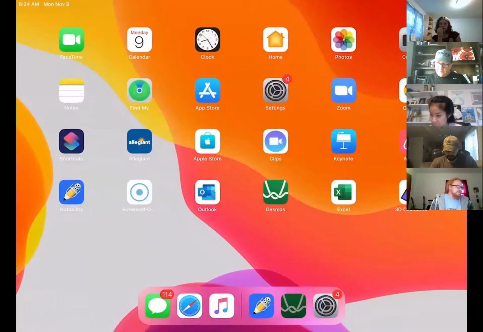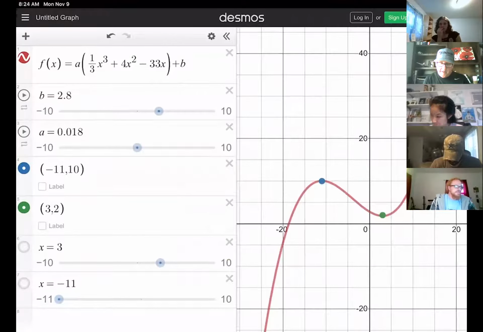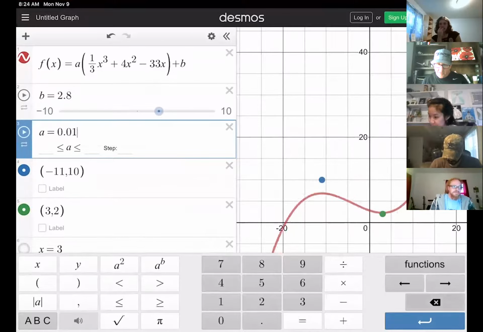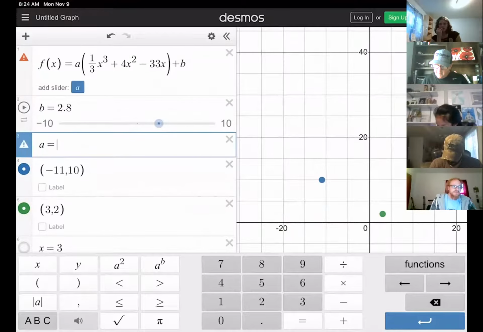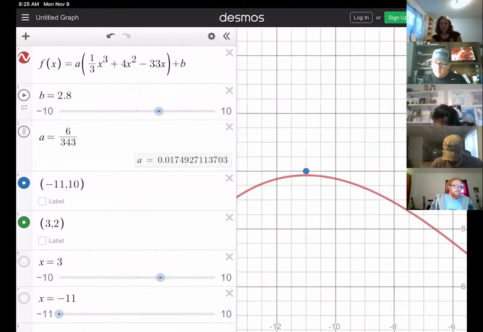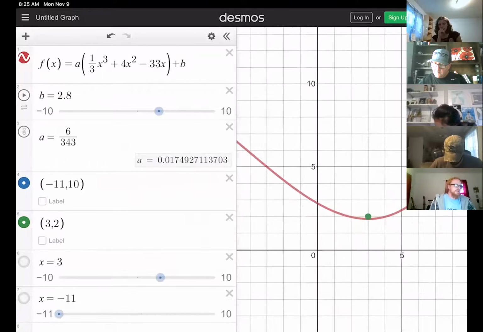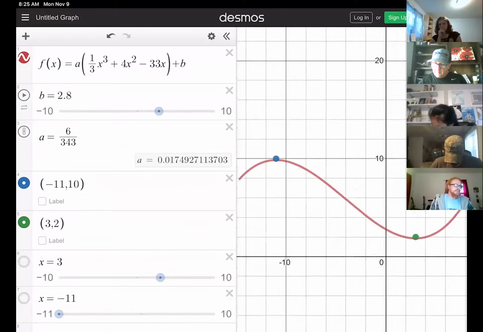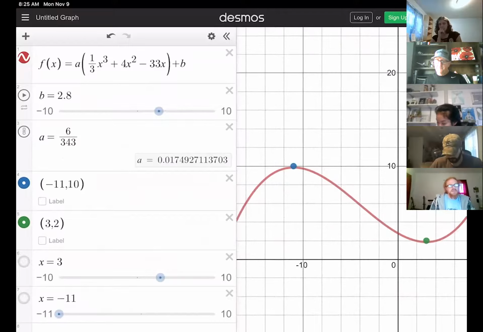Which means, in a sense, I could go back to Desmos and say, hey, I don't have to guess at this anymore. I can say A is 6 divided by 343. Now, does that make it go through those 2 points? Why isn't it? You still need to know B. Yeah, still got to get B right.